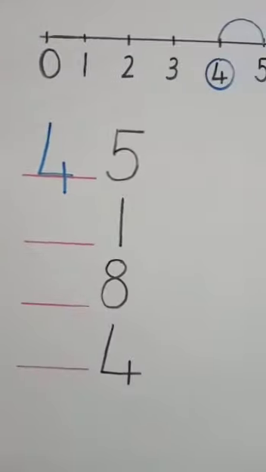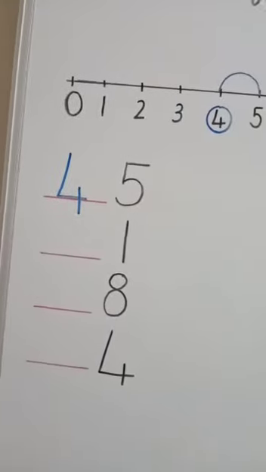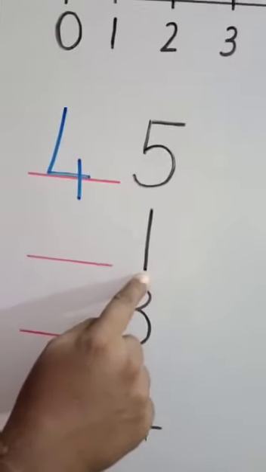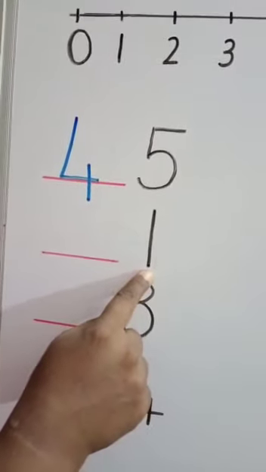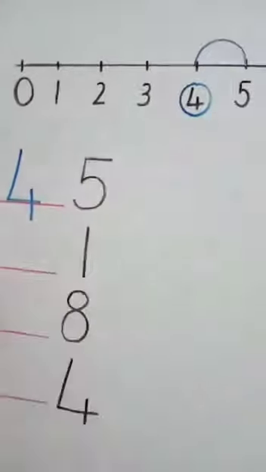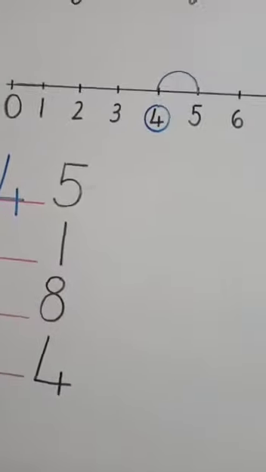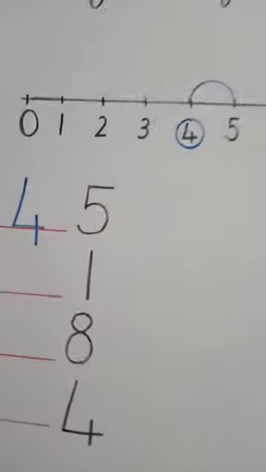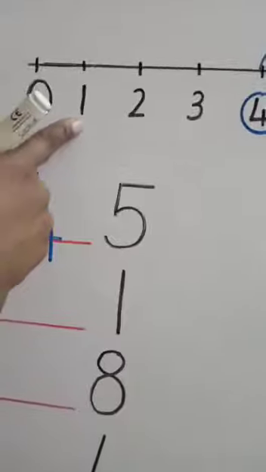Got it, children? How you get the before number? Now let's look at the next number. What is this? Which number is this? Number 1. Very good. Now we are going to search for number 1 on our number line. Okay. Where is number 1? Can you tell me? Yes, I found my number 1. This is my number 1.